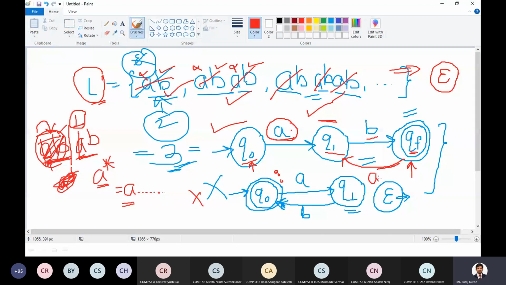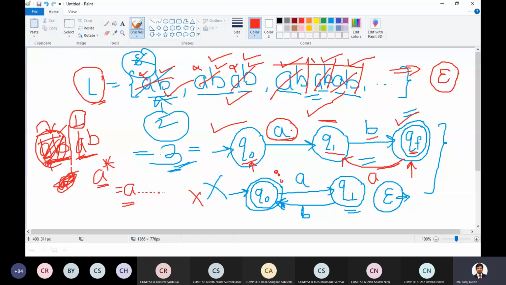There is an input A and a transition from QF to state Q1. Now on Q1, if it reads B, it goes to the final state. That means the string is accepted. And if the string is accepted, the string belongs to the language and the automata accepts this string. Now for the remaining strings, we can have the same result. For first AB, it is in the final state. For second AB, it is in the final state. For third AB, it is in the final state.